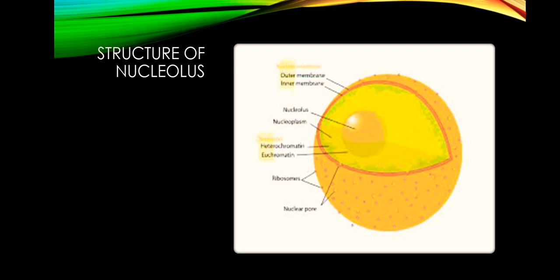Structure of the nucleolus. So as we can see in this diagram, this is the structure of the nucleus, and inside the central rounded body is nucleolus, which sits in the nucleoplasm, and it is inside the nucleus.